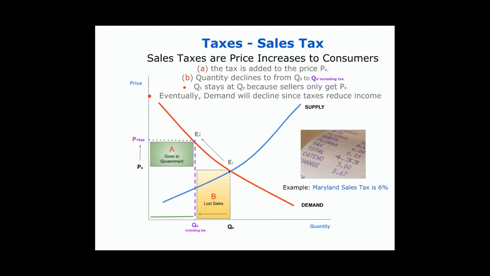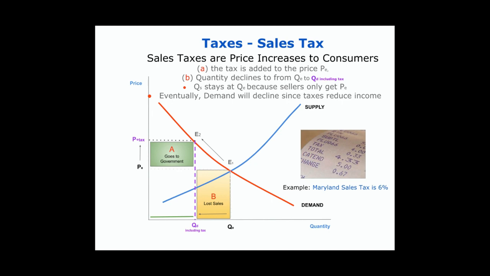When we add sales taxes, we move from E1 to E2, which is a lower point, a point on the demand curve that involves a lesser quantity. And so there's a certain amount of sales that don't happen because the sales tax adds to the price of products. And of course, what's in box A is revenue that goes to the government. Eventually, if this sales tax is permanent or over the long term, this will represent a lesser income to people, and so the demand for products and goods and services in general will shift down. Demand will be decreased.